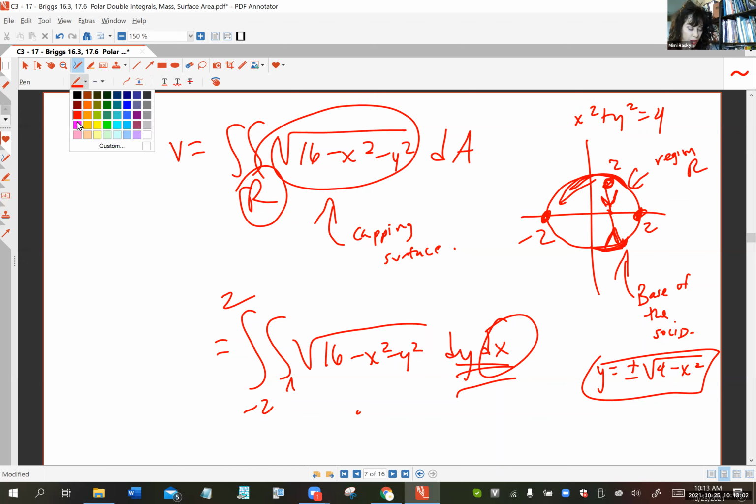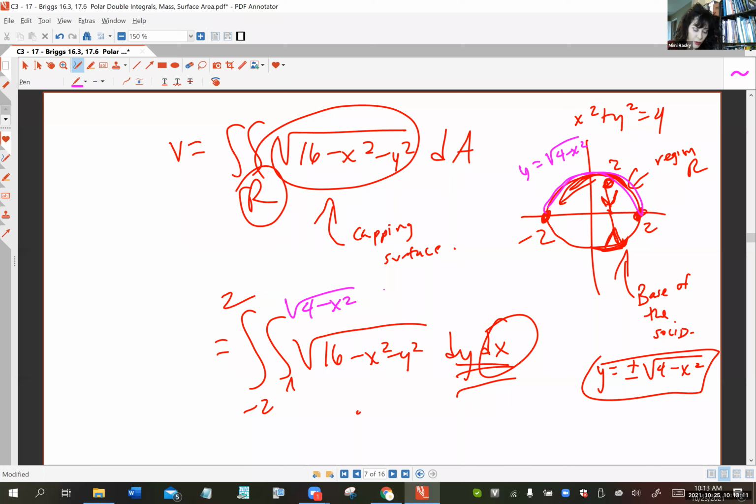Now, it turns out if you graph the positive square root, you'll get the upper semicircle. So that's going to be our upper limit for y. And then if you graph the negative square root of 4 minus x squared, that is the lower limit for y. So there, I have done my due diligence, and I've set up the double integral representing volume in rectangular coordinates.